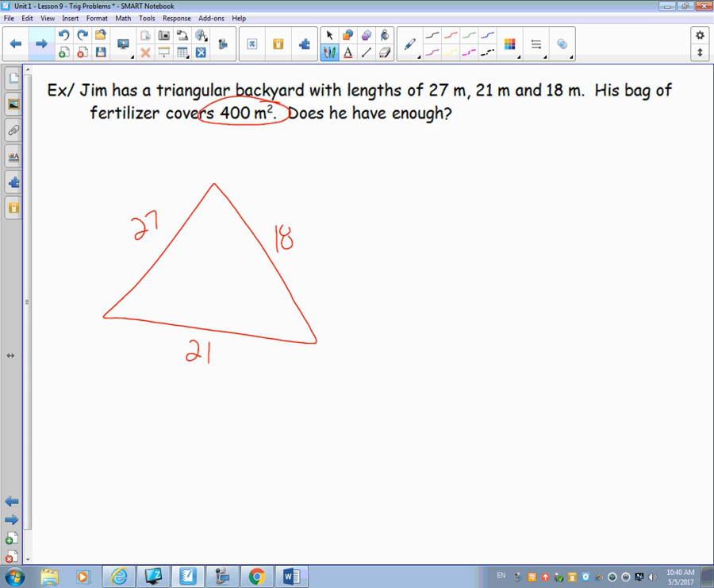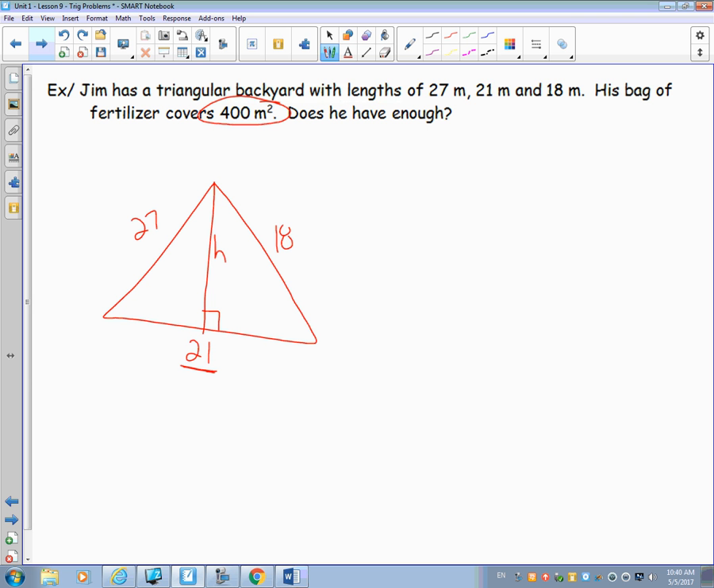The question I have to ask myself, how do I find the area of something? The area of a triangle in particular. The area of a triangle is base times height. So my height is right here. I need to figure out how tall this triangle is. I have the base. The base is 21. So it has a right angle in it, but I don't know any of the angles at this point. So I need to find myself an angle.